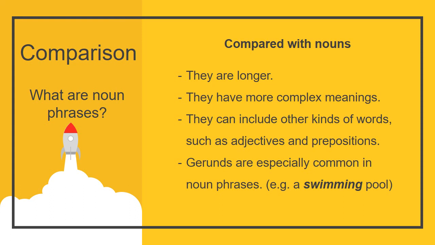Our lesson is almost complete. Let's make a comparison between nouns and noun phrases. Compared with nouns, noun phrases are longer and have more complex meanings. They can include other kinds of words such as adjectives and prepositions. And also, gerunds are especially common in noun phrases.